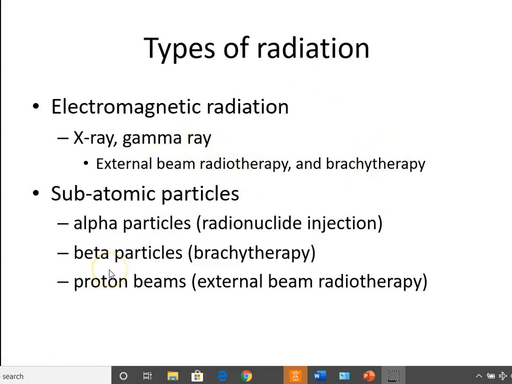We can also use subatomic particles as radiotherapy, so we can deliver something that emits alpha particles by injecting radionuclides directly into the patient. We can have beta particles emitted, so these are electrons mostly. We call that brachytherapy. And then we can do proton beam therapy, so we have an external beam of protons fired towards the patient's tumour. That's part of external beam radiotherapy, but that's specifically proton beam therapy. Your X-rays and your gamma rays are also external beam radiotherapy mostly.